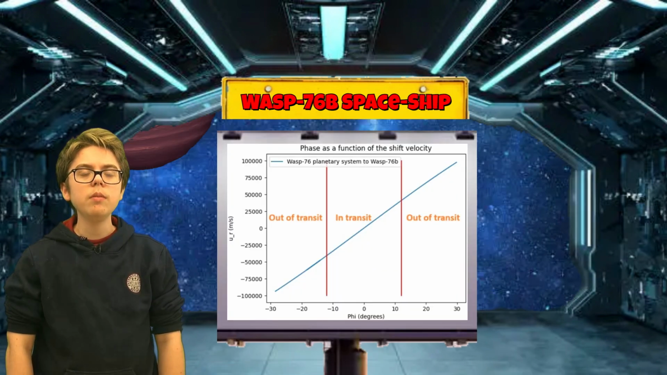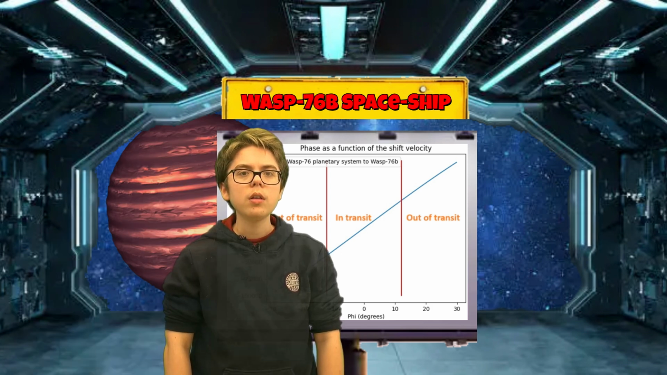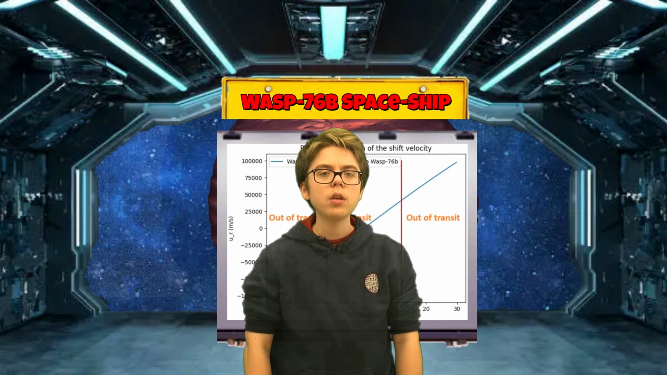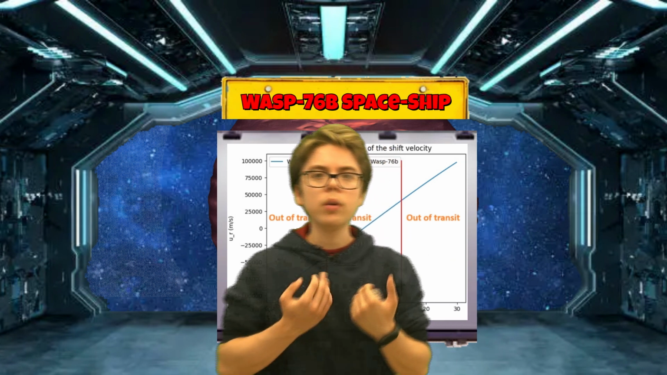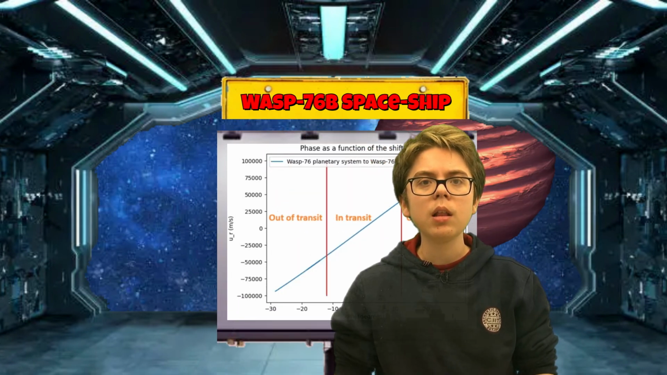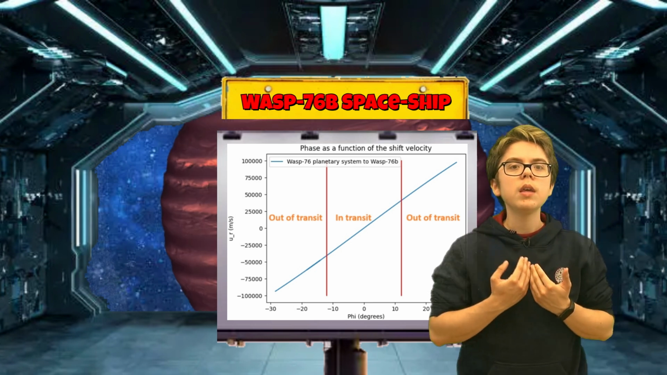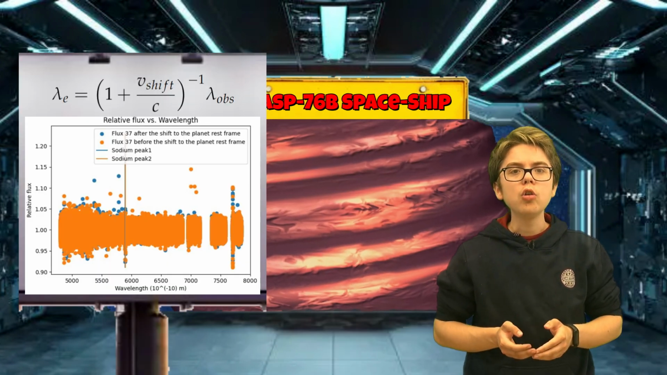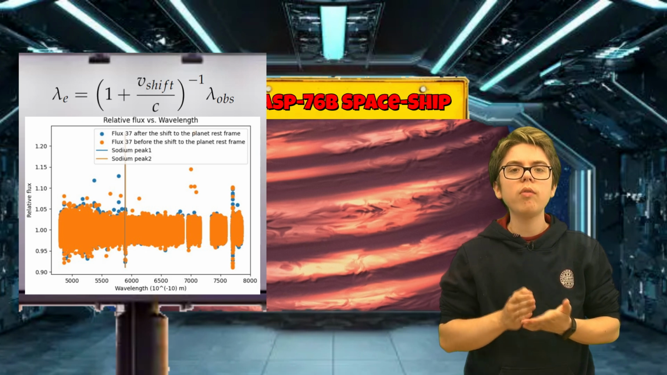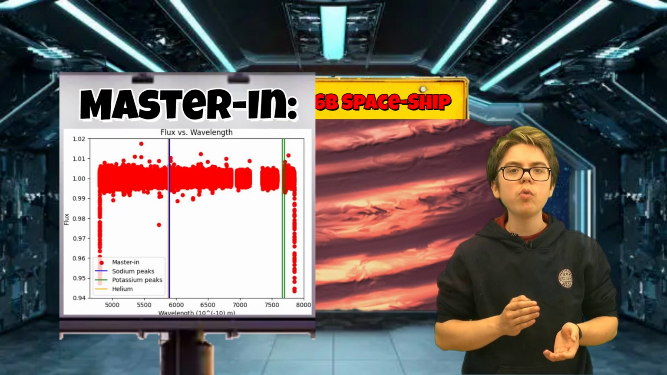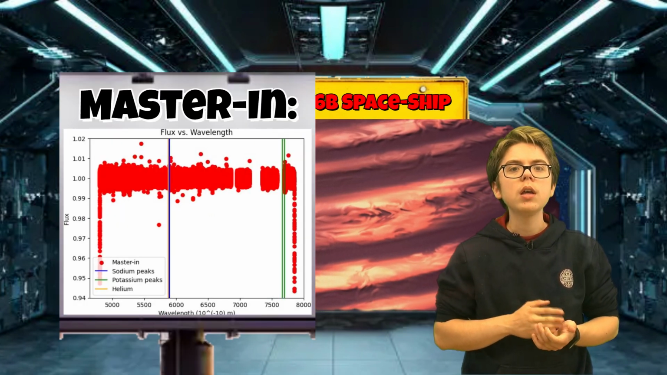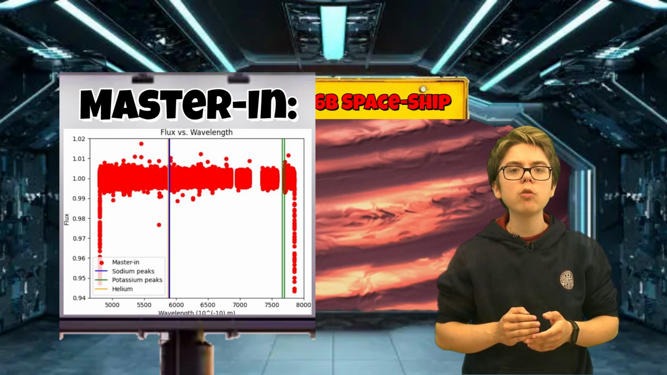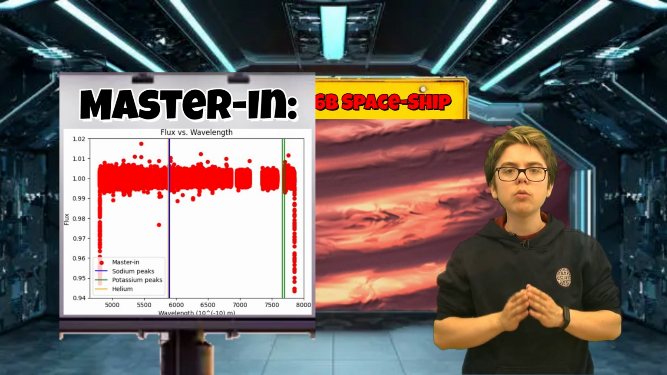It is observed in the graphic of the shift velocity as a function of the phase phi that when the transit starts, the velocity is negative, so the planet is getting closer to us, and when it ends, the opposite happens. An interpolation is done again to put all the exposures in the same wavelength grid, and a weighted average of the exposure fluxes is taken. This mean corresponds to the final spectrum, named master in.